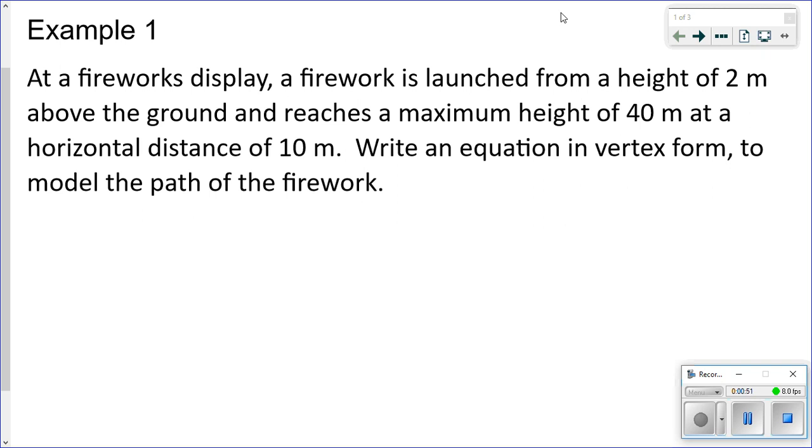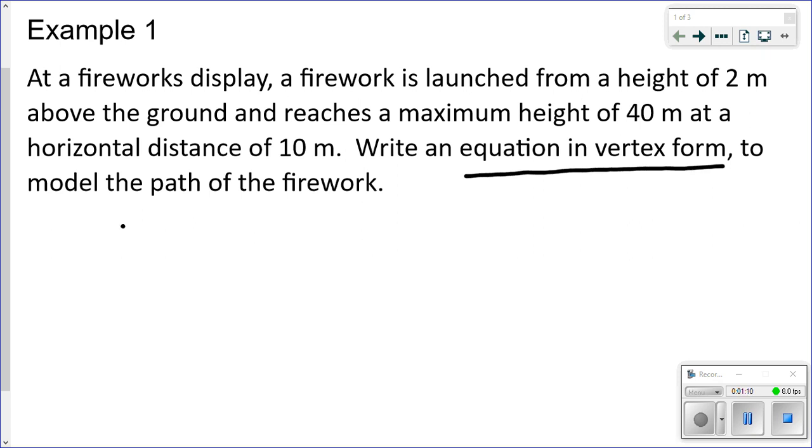At a fireworks display, a firework is launched from a height of 2 meters above the ground and reaches a maximum height of 40 meters at a horizontal distance of 10 meters. Write an equation in vertex form to model the path of the firework. So first off, what are we looking for? An equation in vertex form.